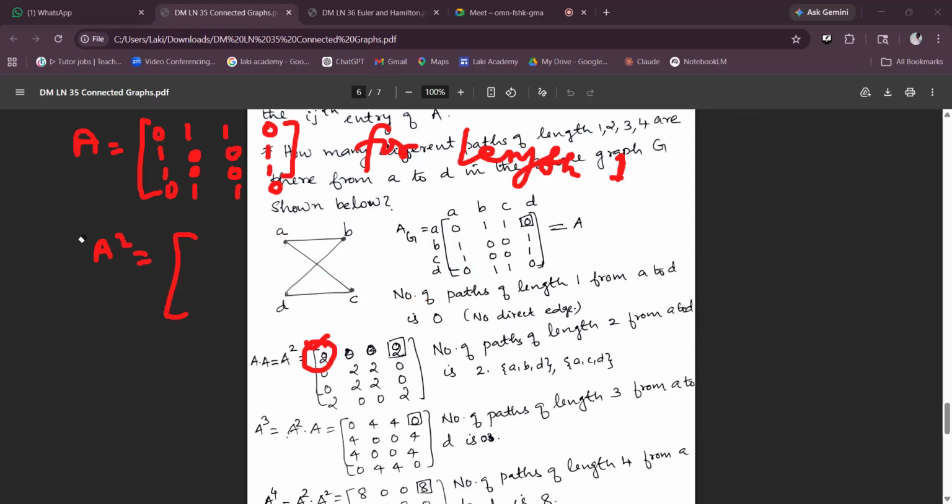See, in A square, A to D is 2. It means you can go from A to D in two steps. Two steps means whose length is 2, first and second. Understood? You can go from A to C, but not in two steps. In three steps. How? One, two, three, A to C.